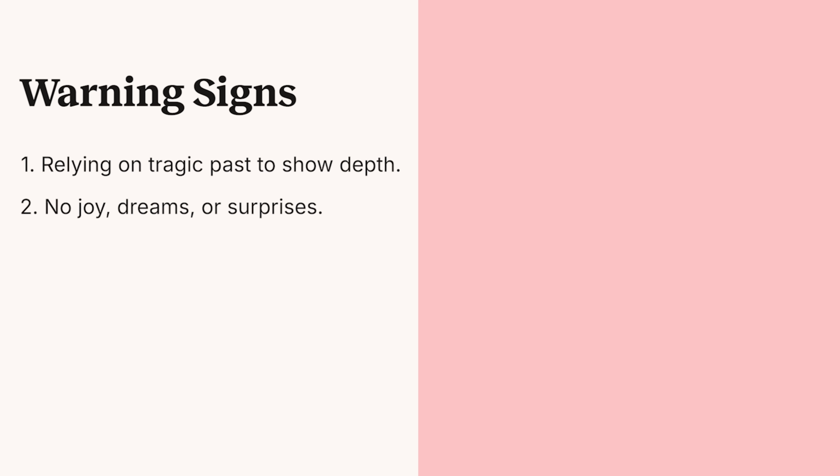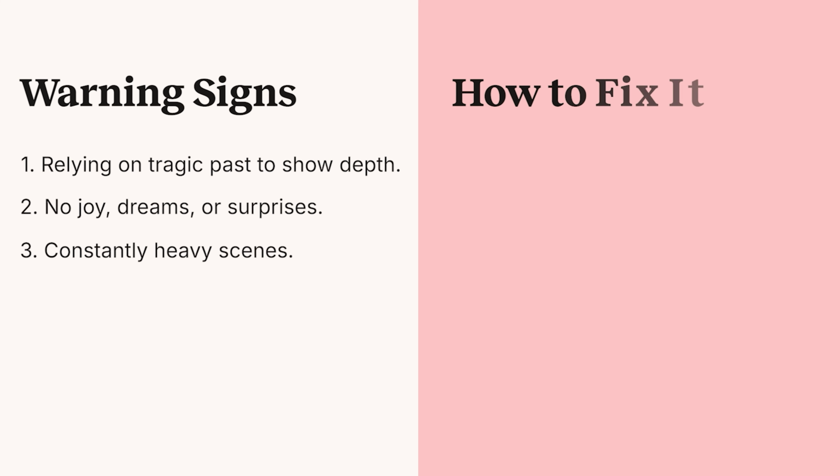Here are some warning signs you might have made this mistake. First, every time you want to show emotional depth, you rely on a tragic flashback or a monologue about the past. Next, your character doesn't laugh, she doesn't dream, and she never surprises you. Finally, if your scenes are emotionally heavy all of the time, you might be confusing pain with complexity. Here's how to fix it.